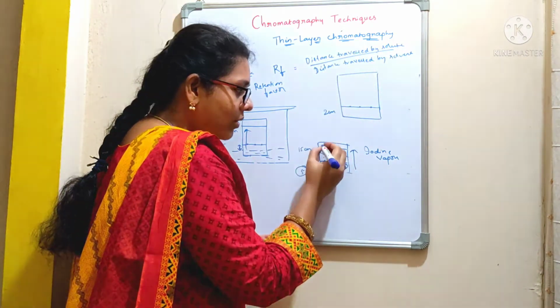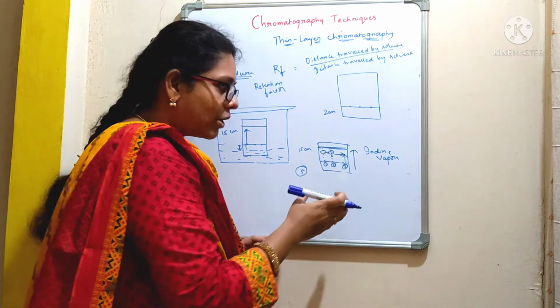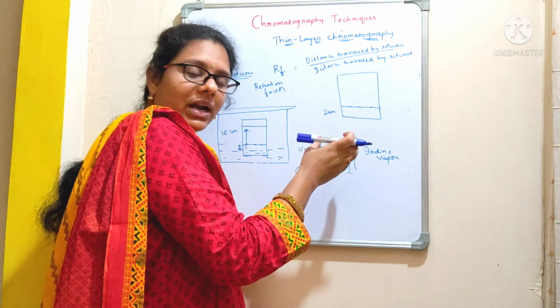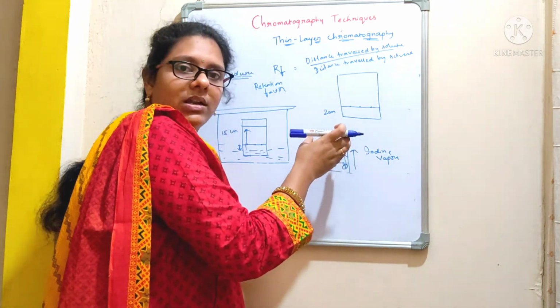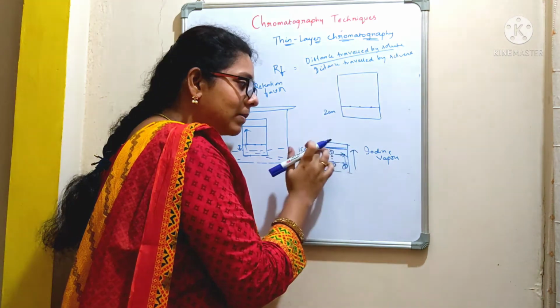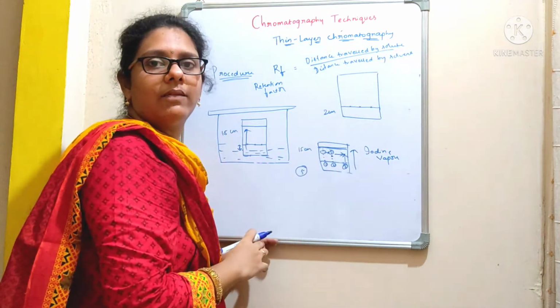And you are going to measure the distance that is travelled by the solvent. This mobile phase will migrate up with the help of capillary action, right? That is towards the stationary phase, in an upward direction. We are going to mark it with the help of a pencil. That gives you the distance travelled by the solvent.